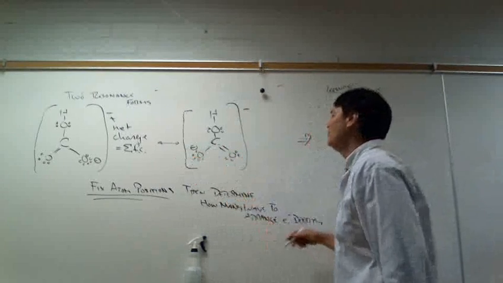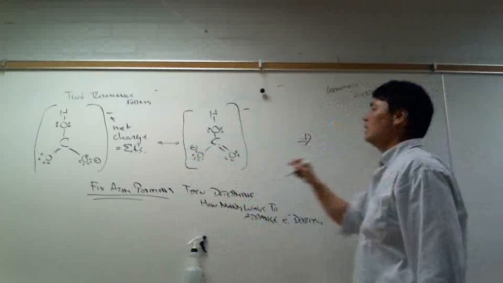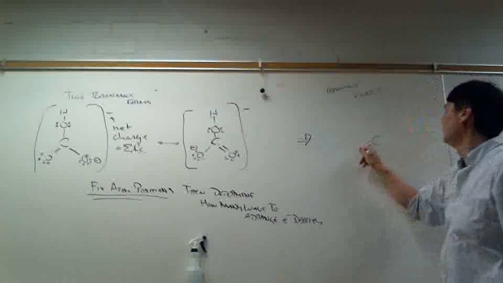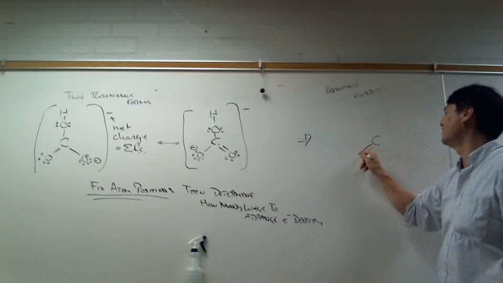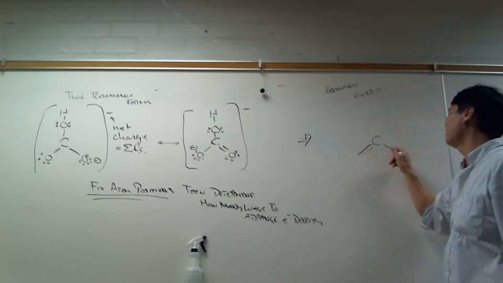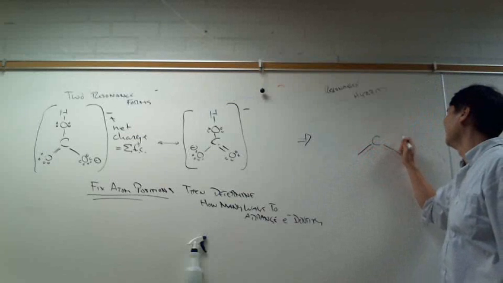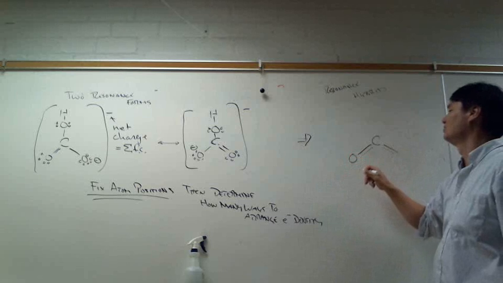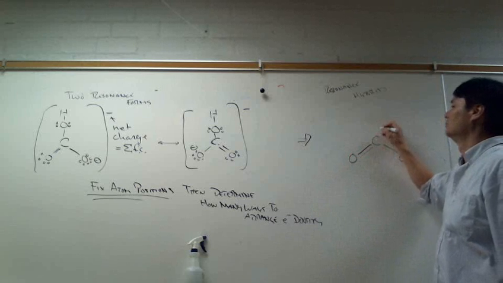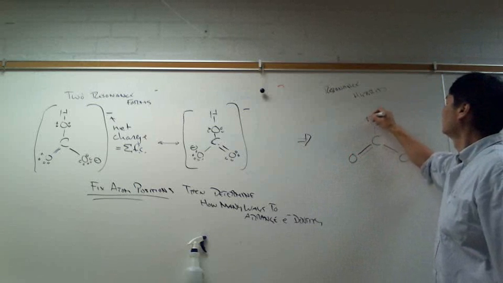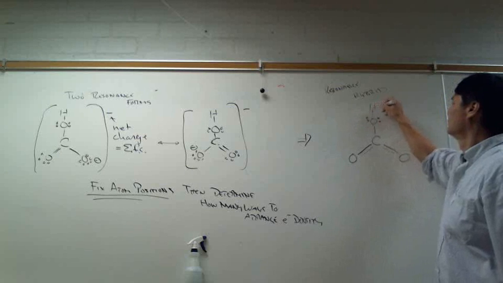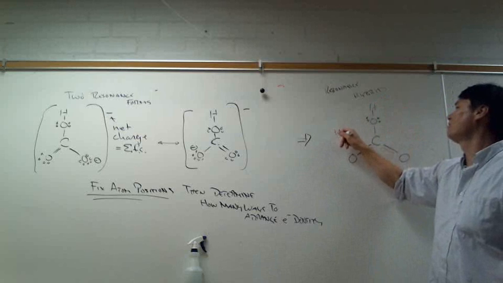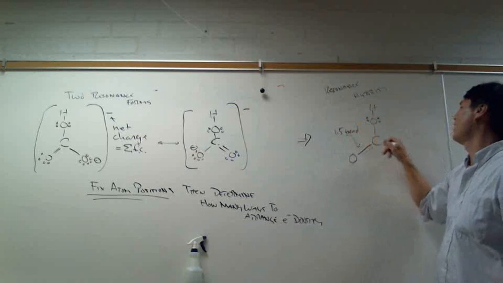If we have a 50-50 mix, then it's not a double and it's not a single. Do you know what we call it? If it's not a double and it's not a single, we call it halfway between. What's halfway between a double and a single? A 1.5 bond. And so each bond is the same. It's a 1.5 bond. Well, how can you have a 1.5 bond?